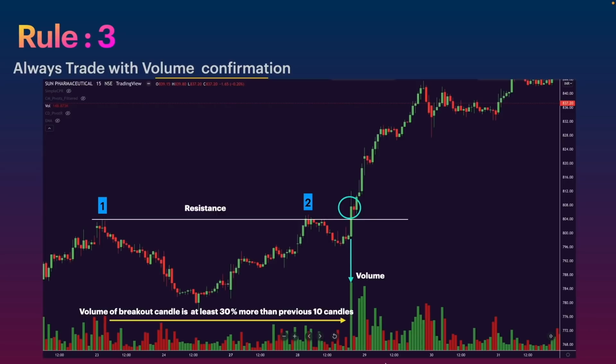Traders, volume plays a vital role in price action trading. Whenever you get a breakout with good volume, it clearly shows a lot of people are interested in trading the stock at this particular level after the breakout. So next time when you are entering a trade after a breakout, make sure the volume of the breakout candle is at least 30% more than the previous 10 candles.